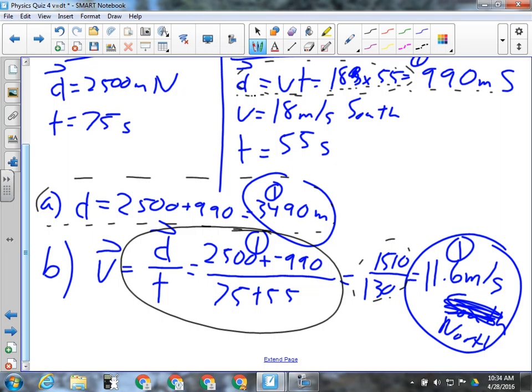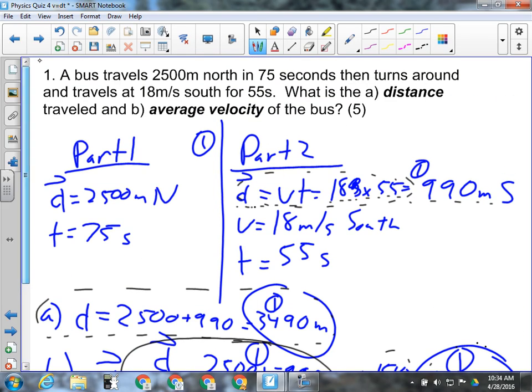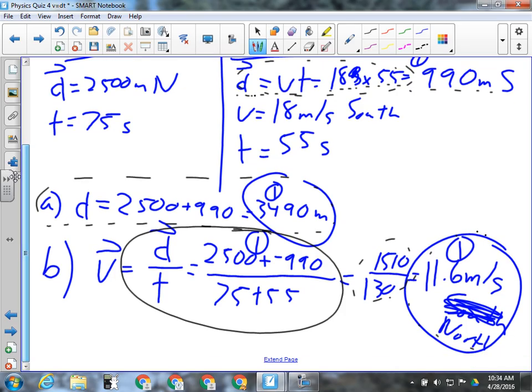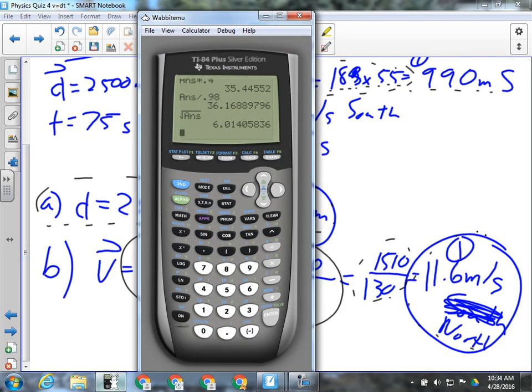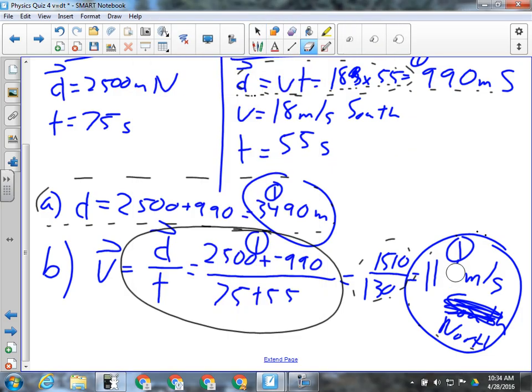And that will give us, for our fifth and final mark, 11 point, actually, is that the right number of significant figures? It is not. So we should have 1,510 divided by 130. Yeah, so it should be 12, not 11.6. Okay, 12, oh, still have the one on there. 12 meters per second.